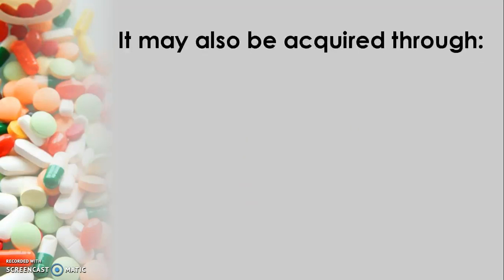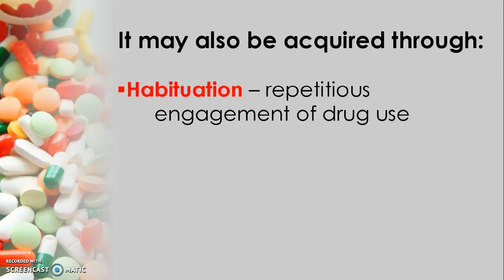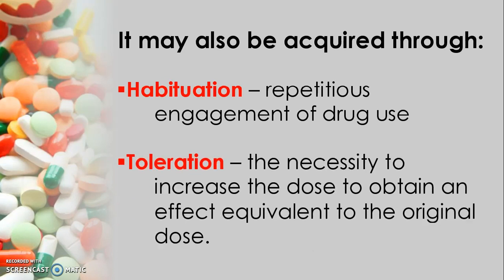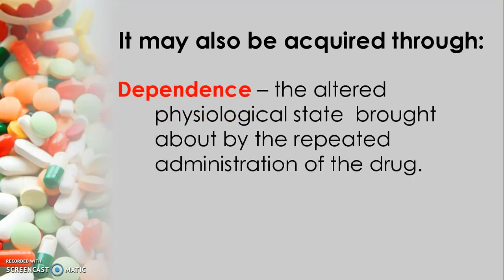It may also be acquired through habituation, which is the repetitious engagement of drug use, which is closely related to the experience of the euphoric effect of drugs and the relief of pain or emotional discomfort. Toleration, which refers to the necessity to increase the dose to obtain an effect equivalent to the original dose. And dependence, which is the altered physiological state brought about by the repeated administration of the drug.